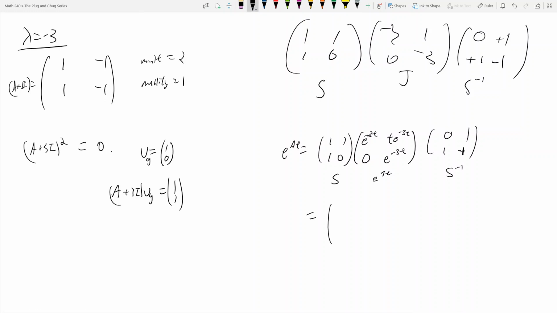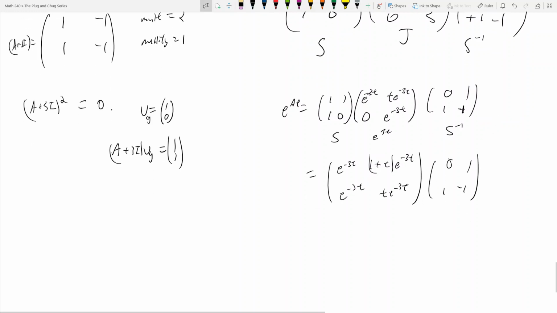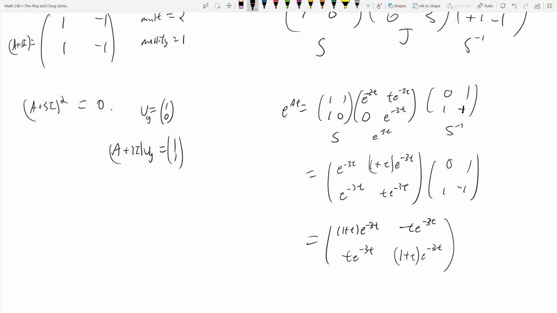Okay, and now what is this? This is e to the negative 3t, 1 plus t e to the negative 3t, e to the negative 3t, t e to the negative 3t, and now 0, 1, 1, negative 1. This is 1 plus t e to the negative 3t. Okay, this minus that. So now you get negative t e to the negative 3t. And then t e to the negative 3t. And then 1 minus t e to the negative 3t.